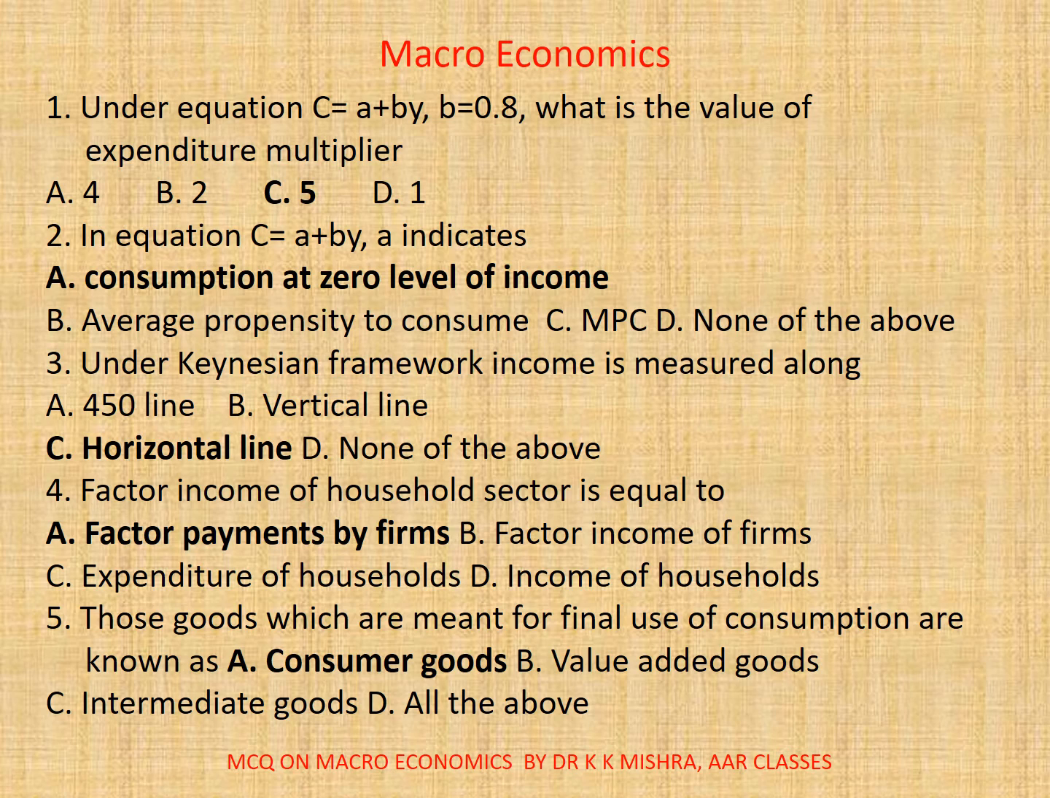In the equation C = A + BI, A indicates: A, consumption at zero level of income; B, average propensity to consume; C, MPC or marginal propensity to consume; or D, none. So here the correct option is A, consumption at zero level of income.